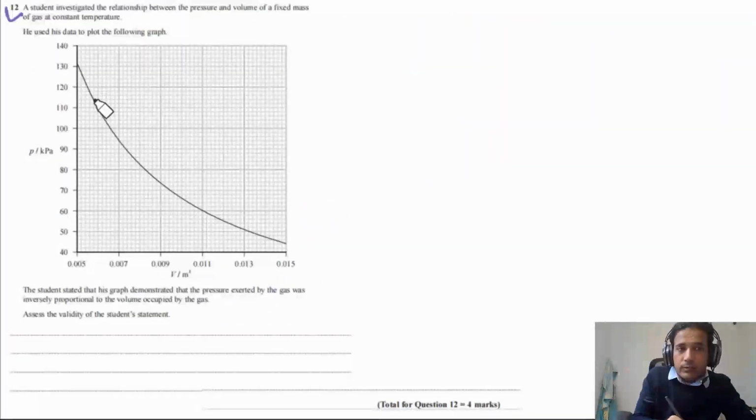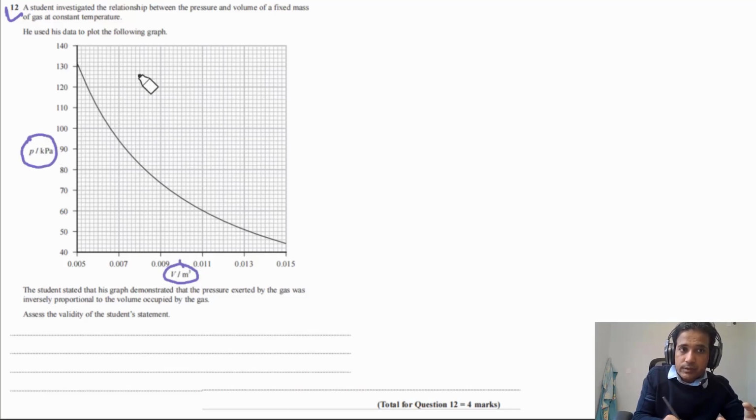Question 12. For question 12, a student has plotted data of P against volume. So this is what is given to you, and we need to assess the validity of the student's statement, and here is the statement of the student. The student stated that his graph demonstrated that the pressure exerted by the gas was inversely proportional to the volume occupied by the gas. So we need to assess the validity of this statement.